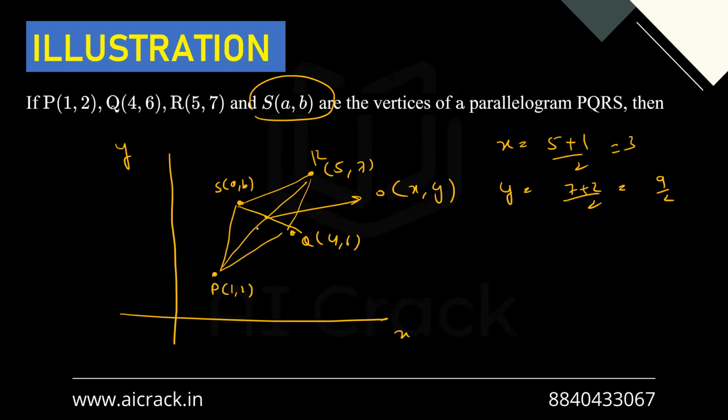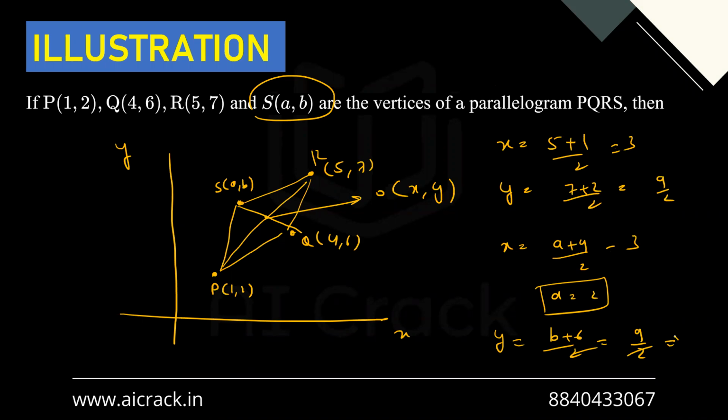And using these two coordinates S and Q, we can get x equals a plus 4 by 2, and that is 3. So basically a equals 2, since a plus 4 becomes 6, and a is 6 minus 4, that is 2. Similarly y equals b plus 6 by 2, and that is 9 by 2. So basically b equals 3. So we have got our point 2 comma 3.